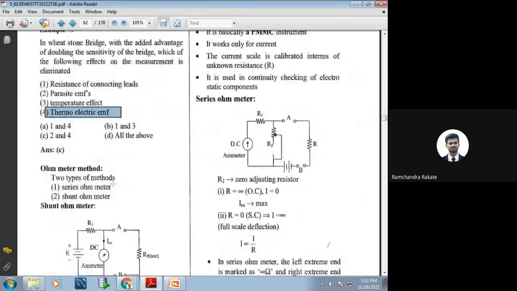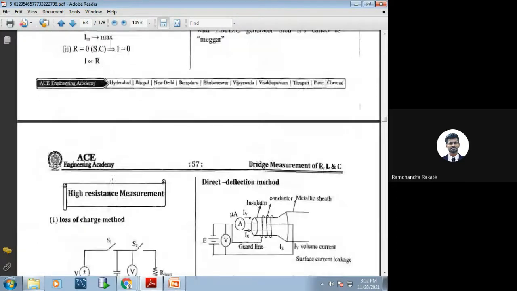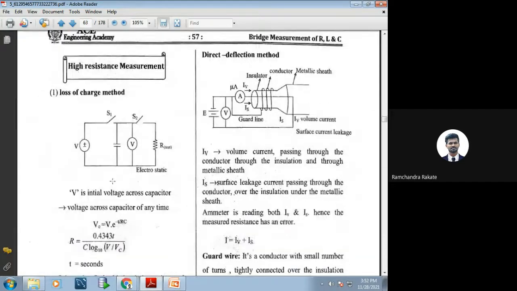Yes. Now let us move to the next methodology, that is high resistance methods. We started with low resistance, medium, and now we'll move to the high resistance method. The first method is loss of charge, LOC method.